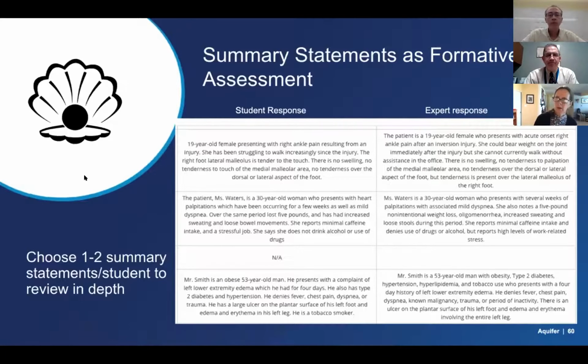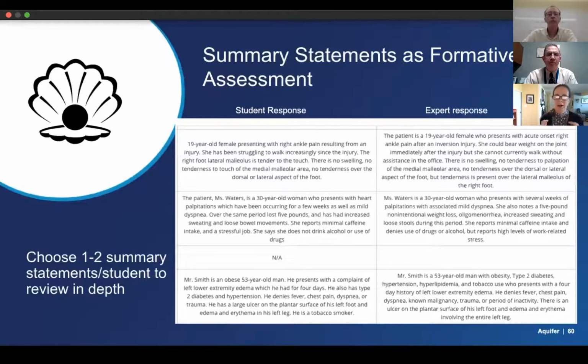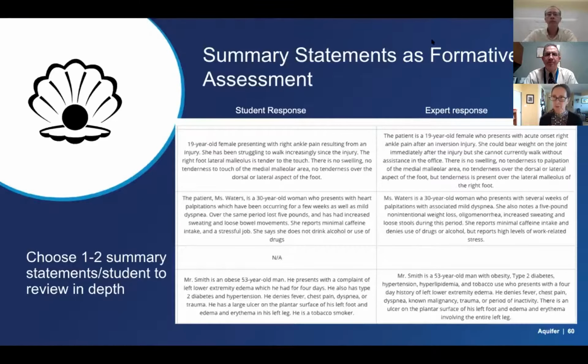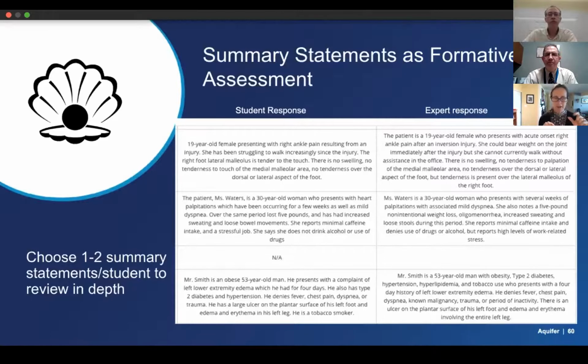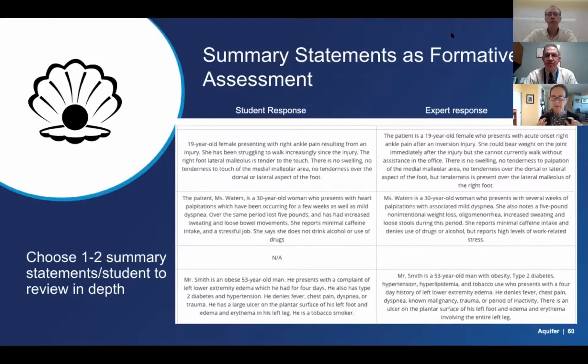So I just want to end here with a few slides talking a little bit about the summary statement as formative assessment. And Dave showed you the screenshot of the report, so you can see the summary statements from all of your students. The way that I've used this in the clerkship, one of our assignments is for them to turn in H&Ps for review. I also look at a subset of the student responses for their summary statements. That serves 2 purposes. One, they know that I'm looking and seeing the quality of their work. And two, it allows me, just like Joe says, to triangulate a little bit of their skills.